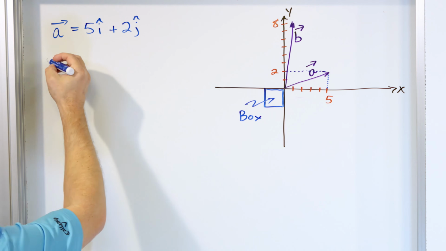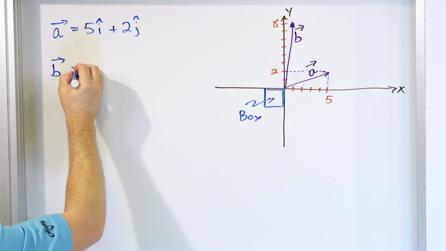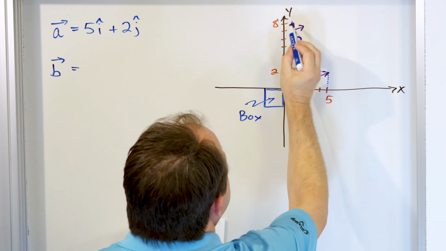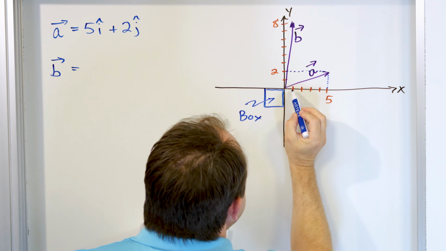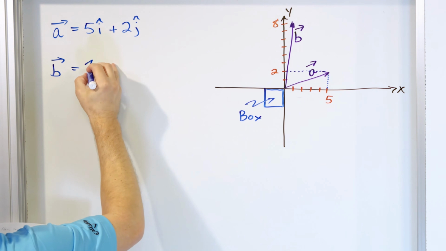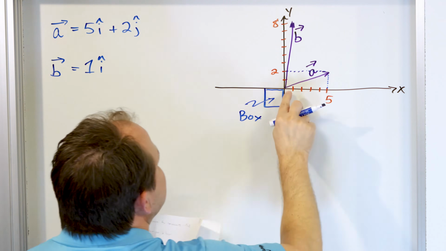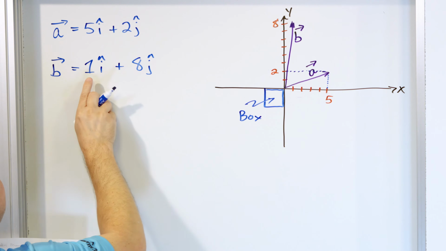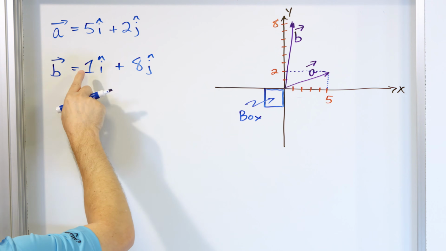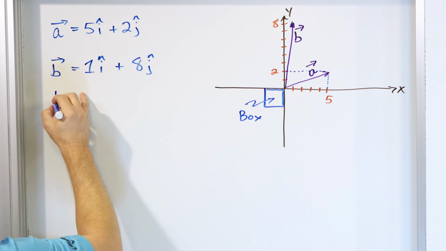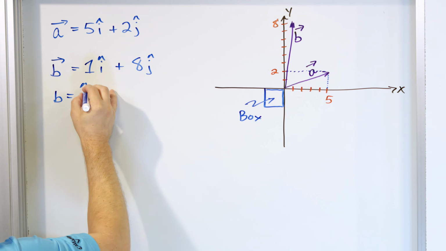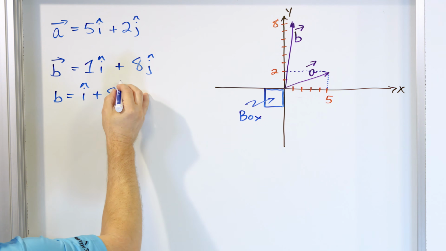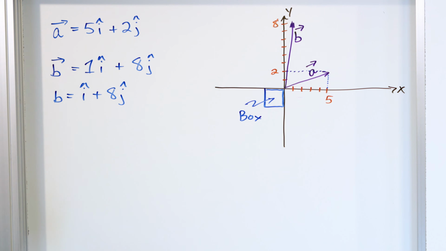So then what we could do is we could say, let's do the same thing for the b vector. The b vector's coordinates of the tip would be 1 in the I direction, and then 8 in the j direction. Now, usually we don't write 1i. When the coefficient is 1, we just drop it. And so basically, we just call it I plus 8j. And you know that there's a coefficient of 1 right there.